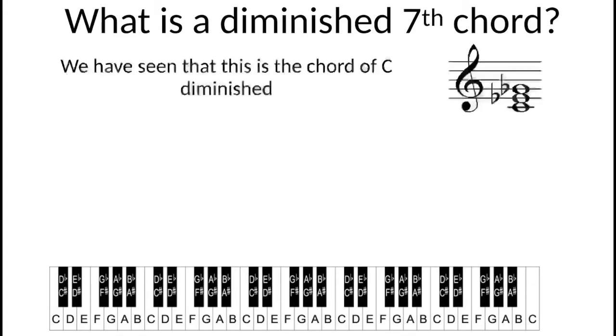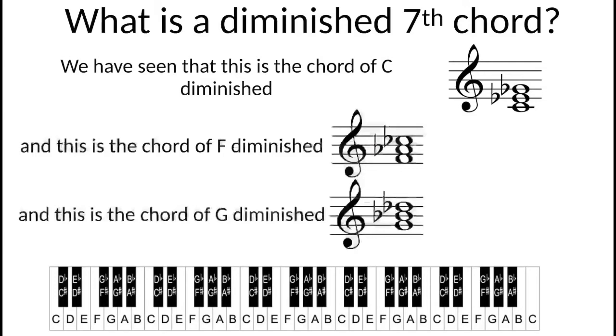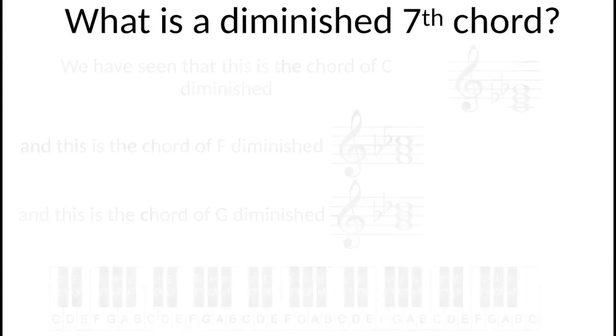What is a diminished 7th chord? We've seen before, this is the chord of C diminished. Remember, we arrived at that by taking the major triad, flattening the third, flattening the fifth to give us this, C diminished. As this might imply, there's another note going to be added to make it a diminished 7th. Here's the same thing applied to the chord of F diminished and G diminished. Same idea. We've flattened the third, we've flattened the fifth, flattened the third, flattened the fifth.